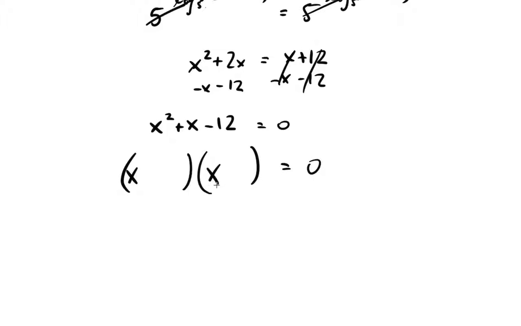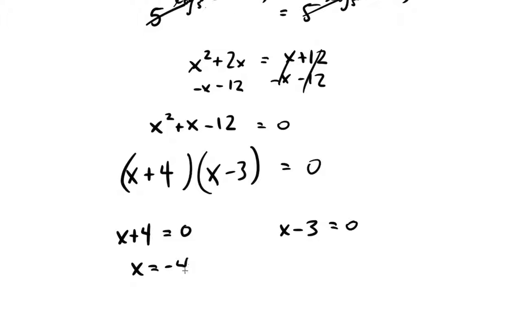So this factors into positive 4 and negative 3, right? So you can always double check this, right? x squared, negative 3x and positive 4x will give us a positive 1x, and then positive 4 times negative 3 will be negative 12. And then once you have it in factored form, you take each of those factors and set it equal to 0, to get our two answers, which in this case will be negative 4 and 3.